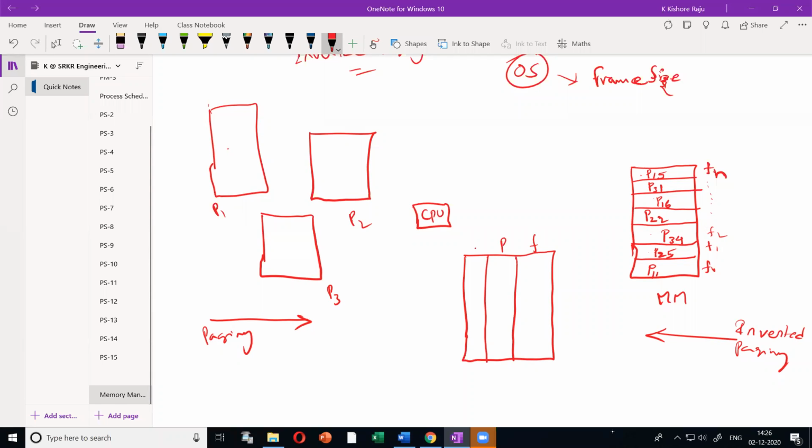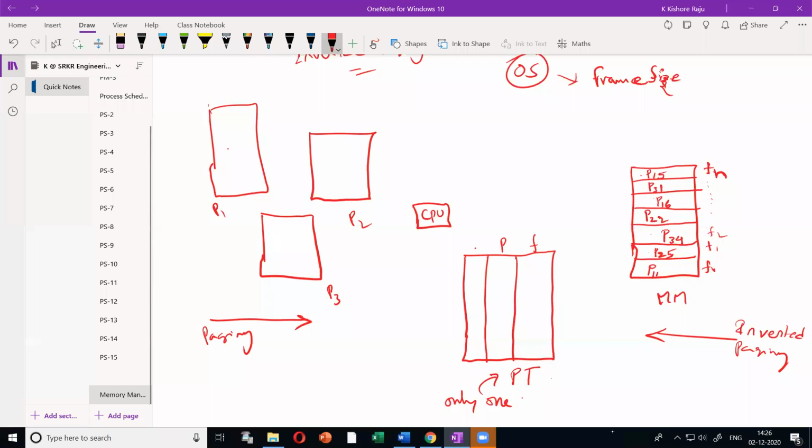We need to add another column, because these pages belong to different processes. I need to identify each page individually, to whom this particular page belongs. Because from now, in inverted paging, only one page table will be maintained.